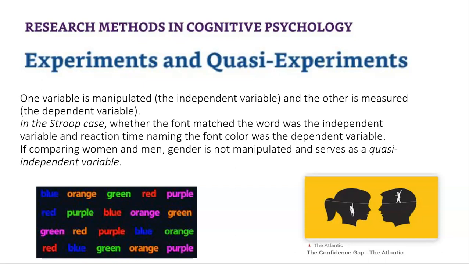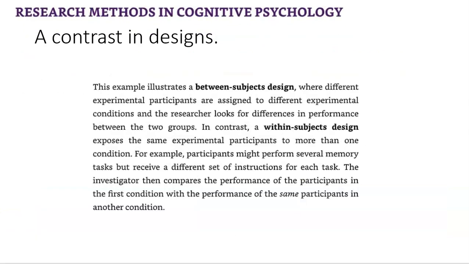So, for instance, this Atlantic Magazine article on the bottom right suggests that men come into situations with more confidence. So, a contrast in designs, if you'll indulge. There are between participants designs, we say participants now, where different experimental participants are assigned to different conditions, and the researcher looks for differences in performance between the groups.